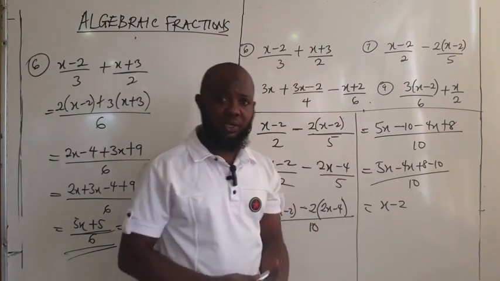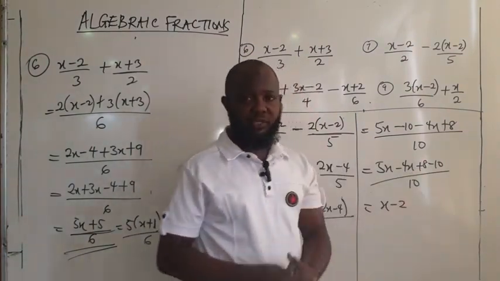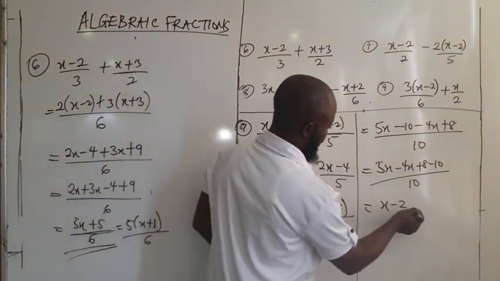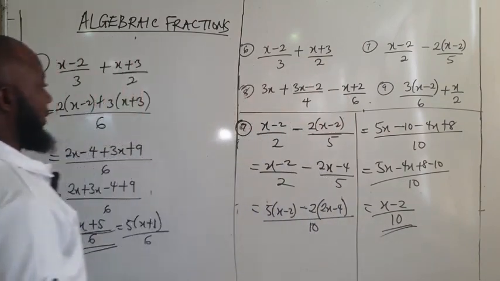Why is it minus 2? Plus 8 means that you have 8. Minus 10 means you are owing 10. So when you pay 8 out of the 10 you are owing, you are still owing 2. That's why it is minus 2, divided by 10. So that is how to solve that question.